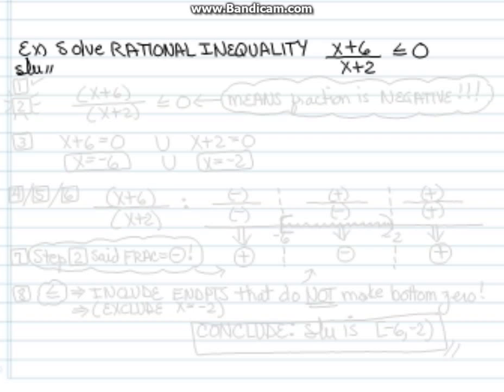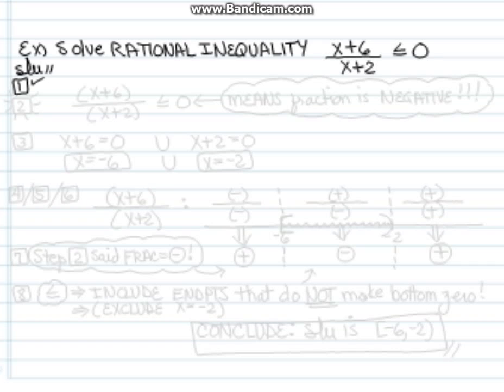Here we're solving a rational inequality that has a fraction in it, of course. That's what's making it rational, and it's an inequality because it has an inequality sign instead of an equal sign. This problem is (x + 6)/(x + 2) ≤ 0. We'll do the 8-step process for solving rational inequalities.